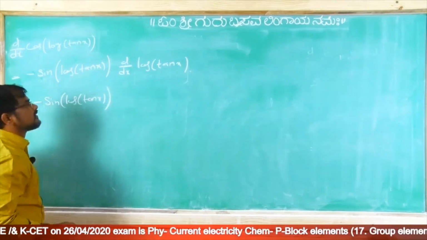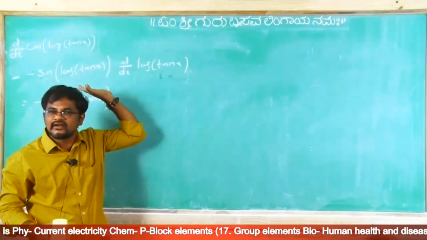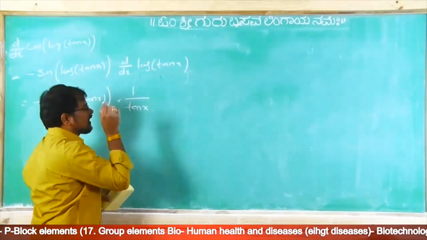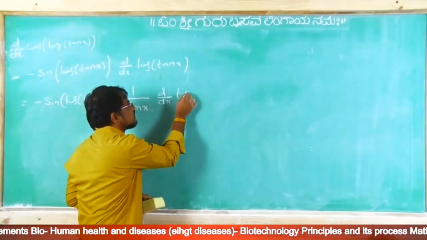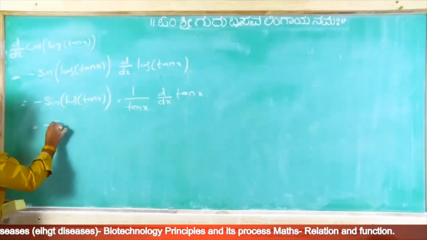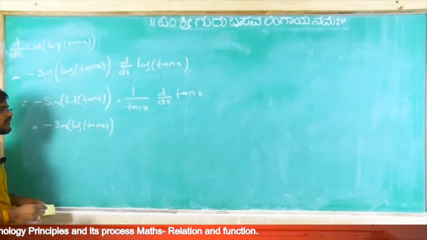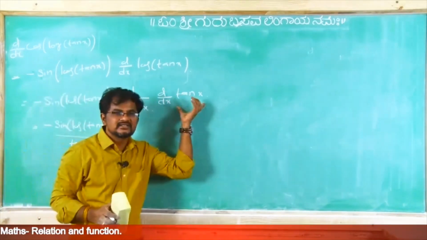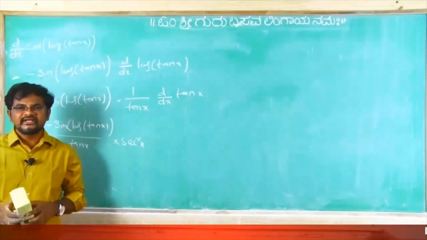And now again this one you take it as x. Now differentiation of log x is 1 by x, means 1 by tan x. Now again we have to do the differentiation for tan x. Now that is equal to minus sine of log of tan x divided by tan x, into differentiation of tan x, secant square x.